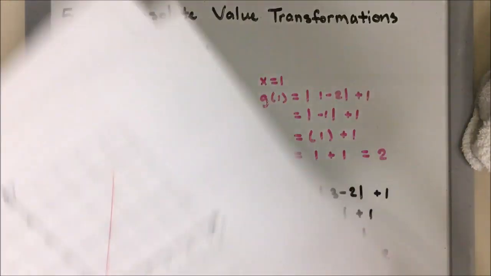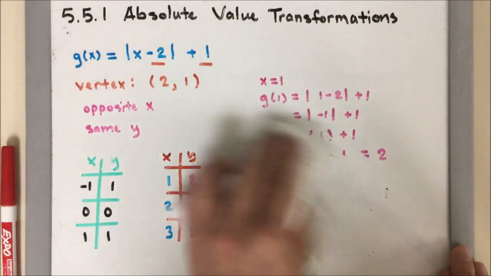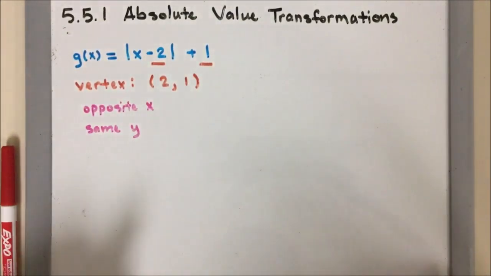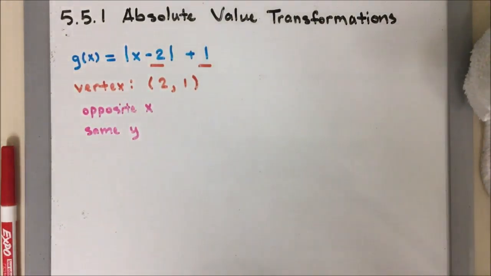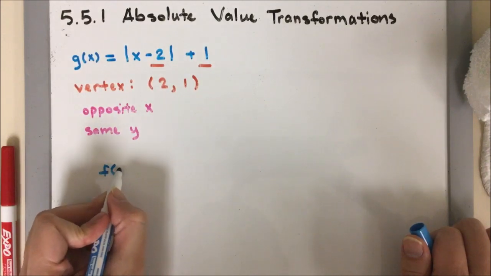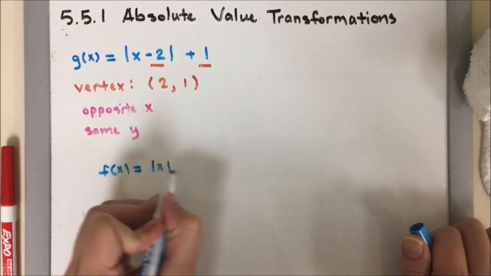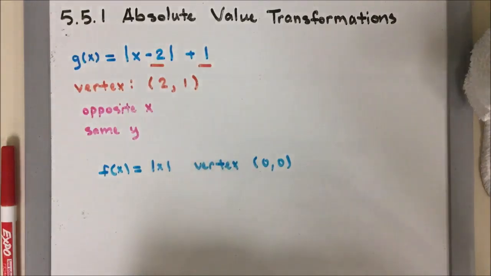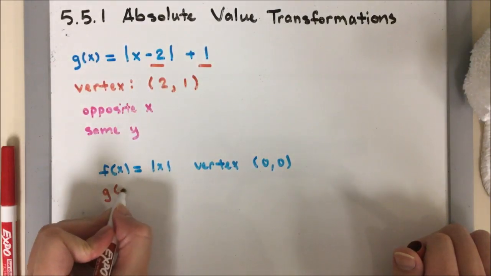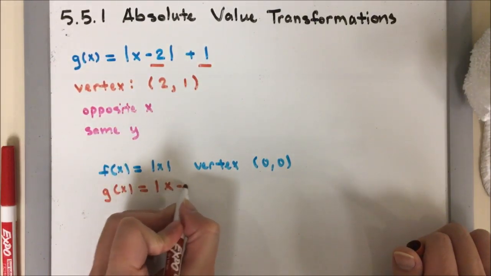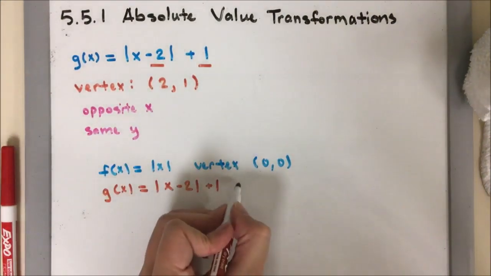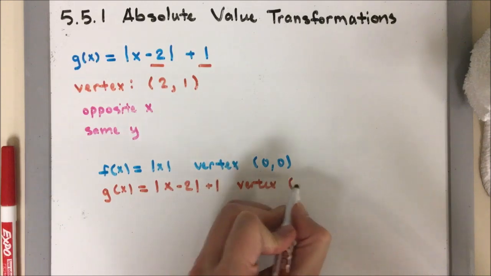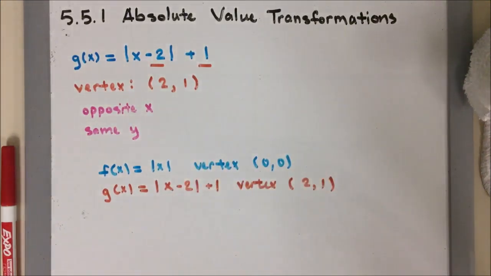So let's talk about the transformation. So what was the transformation when the function of f of x equals the absolute value of x with the vertex at 0, 0 when it was changed to g of x, absolute value of x minus 2 plus 1 with the vertex at 2, positive 1. So let's take a look.